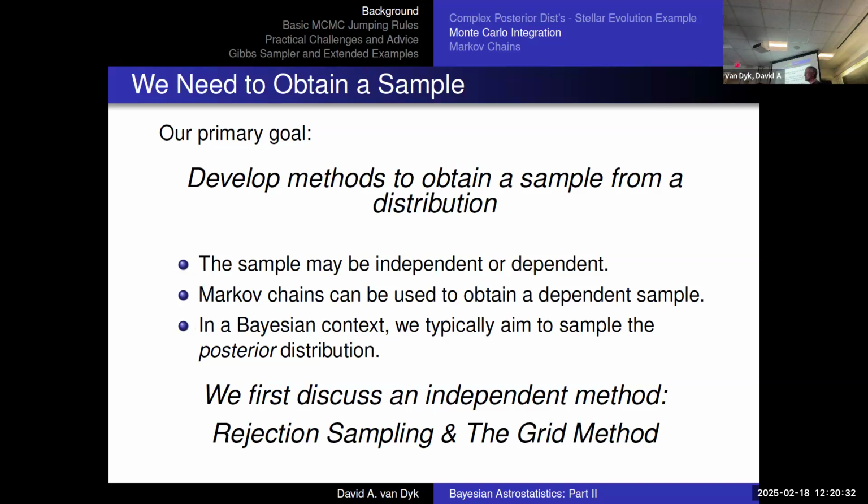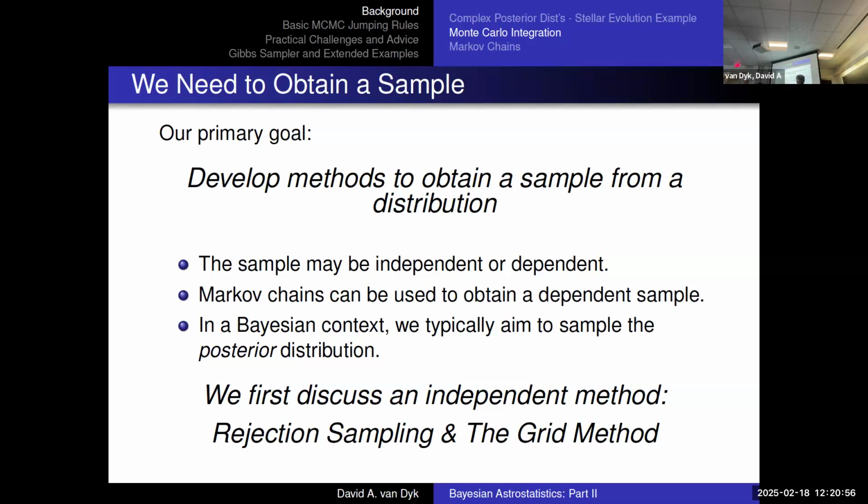So the technique is Monte Carlo. I want to get a sample from a distribution. If I obtain that sample via a Markov chain, that's Markov chain Monte Carlo. Markov chains will give you a dependent sample, so there are things to be careful about. In a Bayesian context, we typically aim to sample from the posterior distribution.